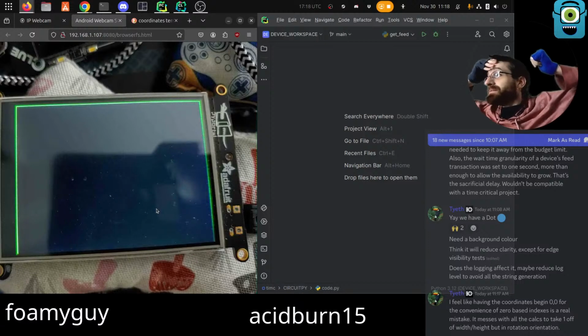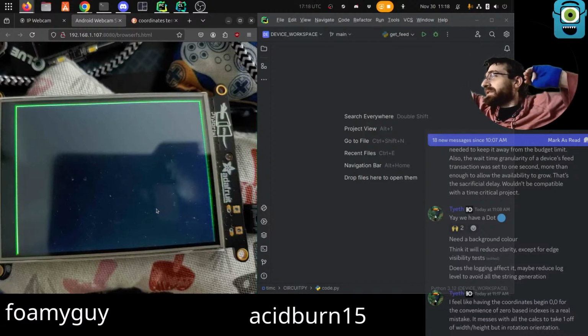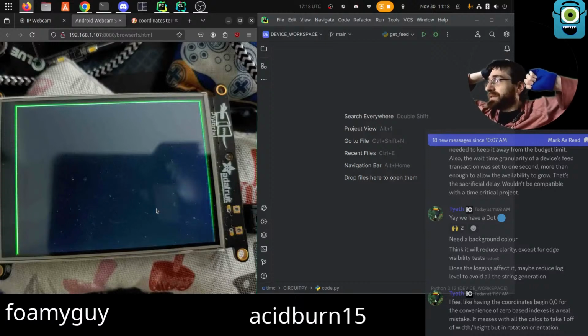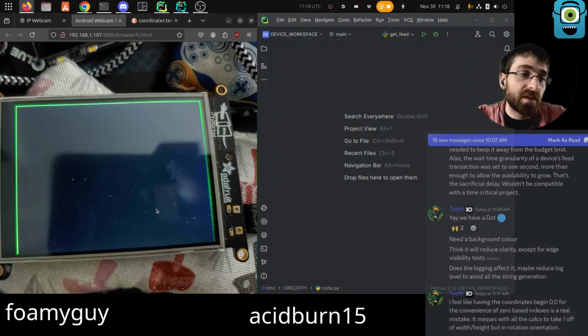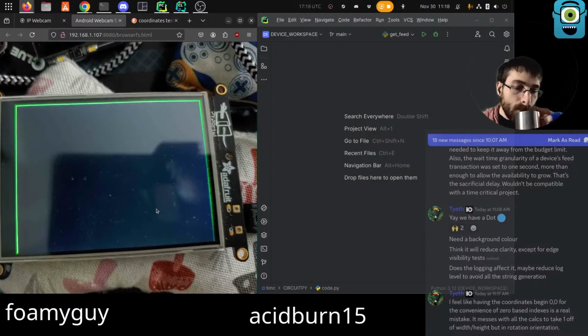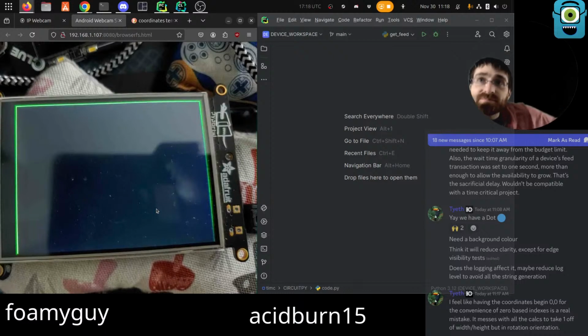Oh boy. I feel like having coordinates begin at 0, 0 for the convenience of zero-base indexes is a real mistake. It messes with all the calculations that take one off of width and height. Okay. I'll be right back.